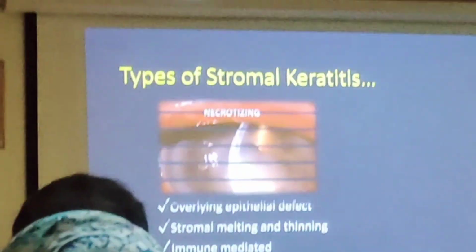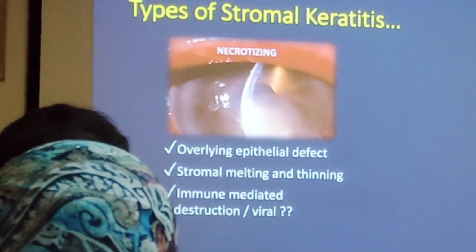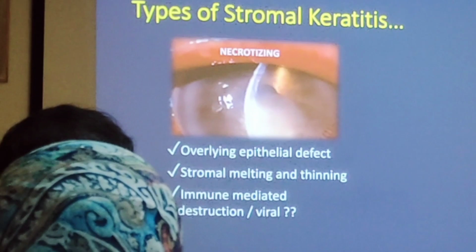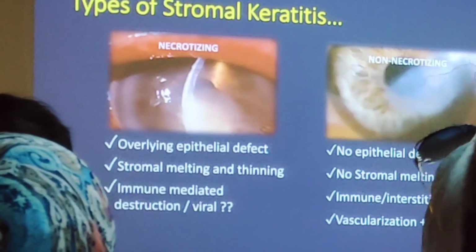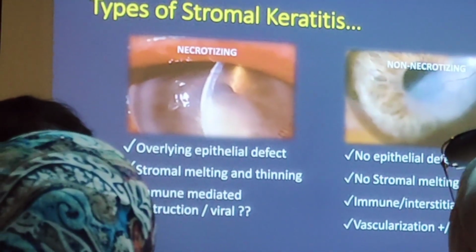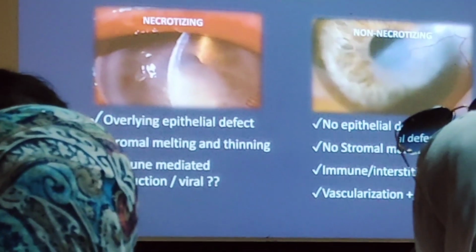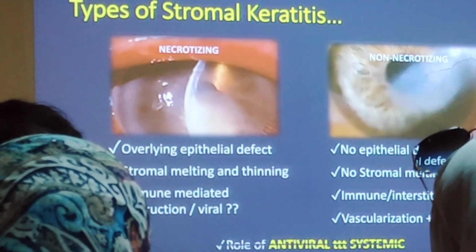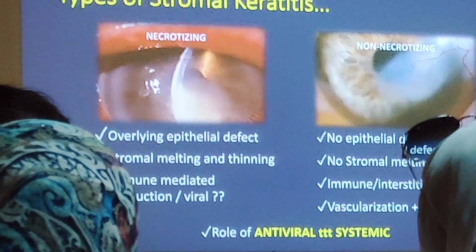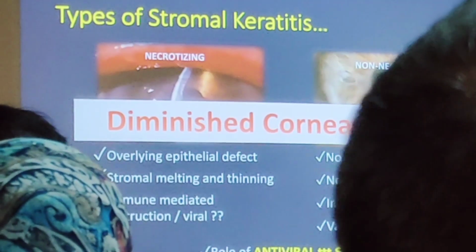It is of 2 types, either necrotizing stromal keratitis, characterized by the presence of epithelial defect, stromal melting and necrosis up to perforation, which is immune mediated and maybe due to viral replication. The second type is non-necrotizing stromal keratitis without any epithelial defect and no stromal melting, characterized by deep corneal vascularization that may result in stromal hemorrhage and lipid keratopathy in untreated cases. The role of antiviral therapy is systemic, and examination of corneal sensation is important to confirm the diagnosis.